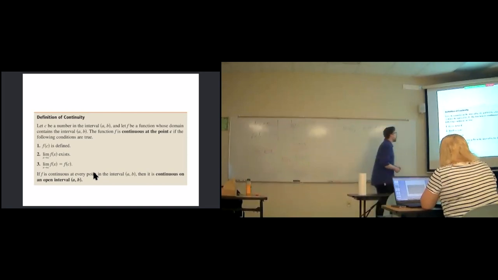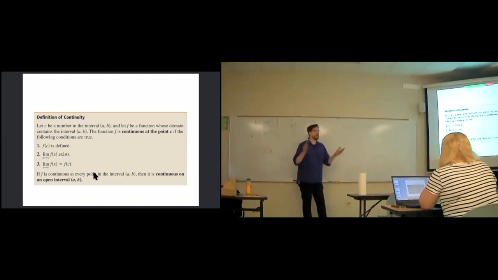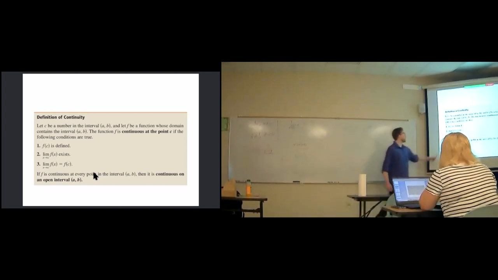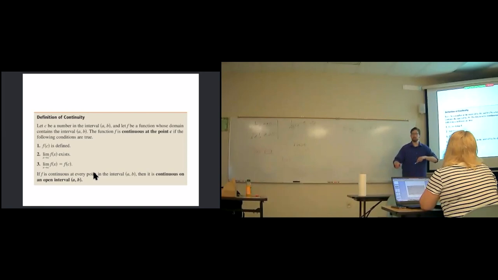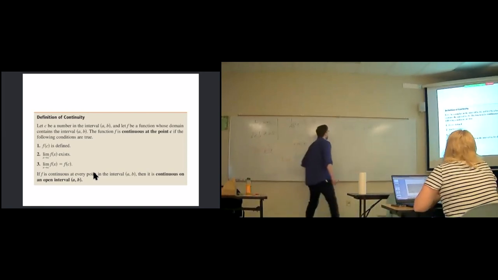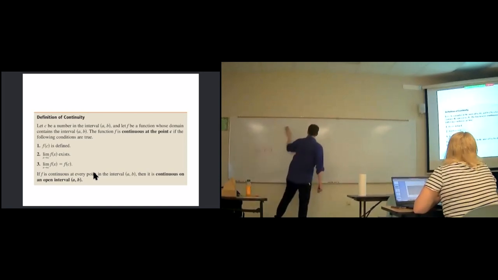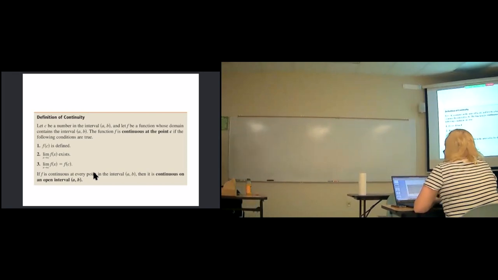If, however, one of them fails at least one C, then we say that your function is not continuous on that interval. You might say that it's continuous everywhere but at C, but it is not continuous throughout the entire interval. Make sense? So if this fails at one point, your function is no longer continuous in your interval. That said, you could say that your function is continuous everywhere but at that point. Build up a little bit of this intuition.